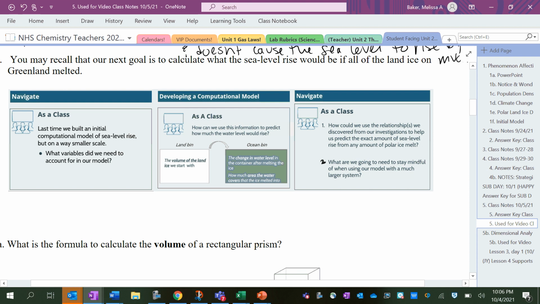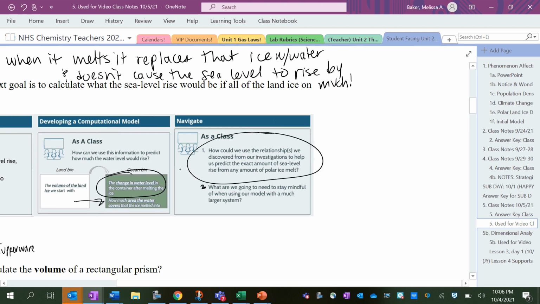Okay, so when we did this little model, we needed to account for some variables in our model, which we're going to talk about in a second. But basically, we needed to know the volume of the ice cube, and we needed to know the area of the Tupperware, the container that it was going into. And once we knew that, we could make a prediction using a calculation how much the water level would rise. So we can do this if we also know the volume of land ice on Greenland, and we know the area of the oceans.